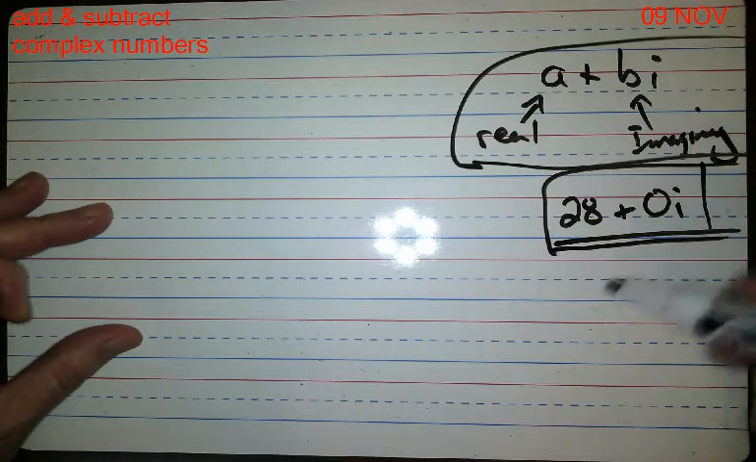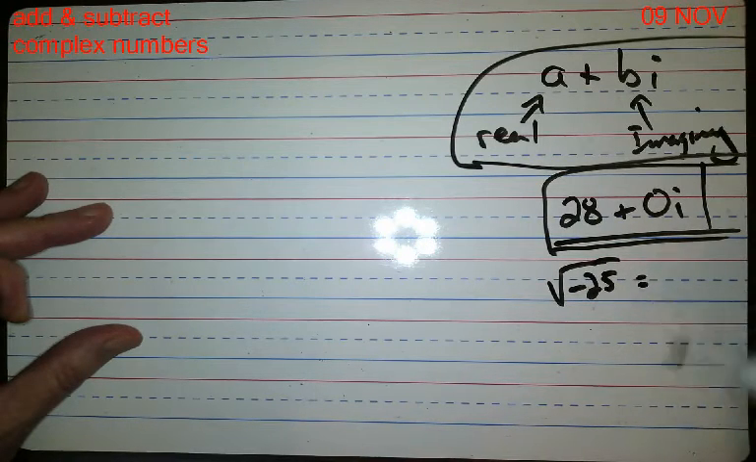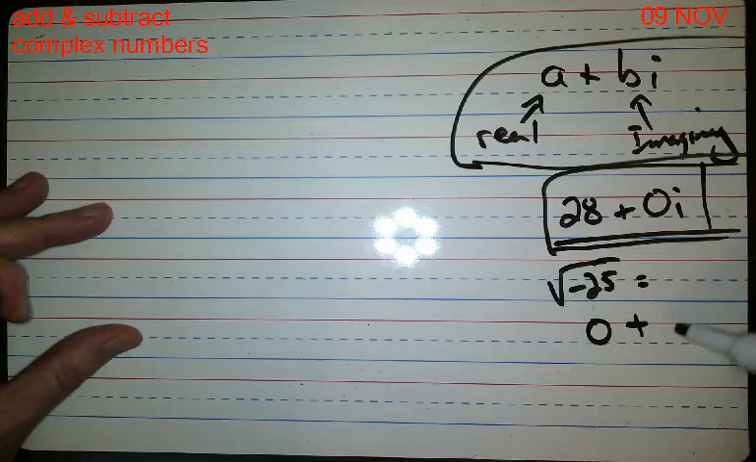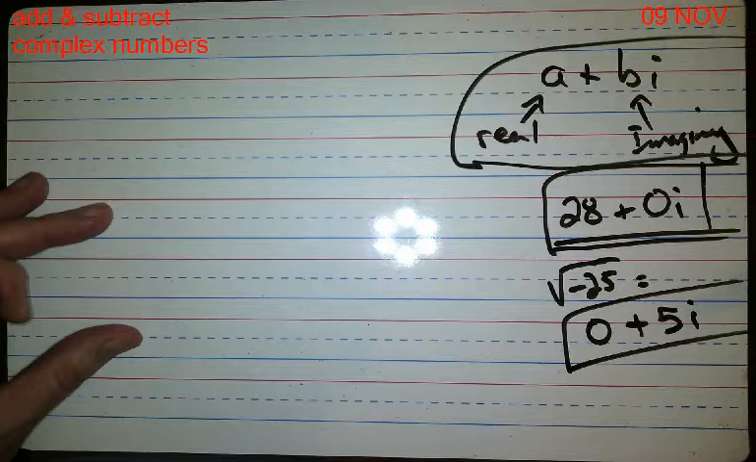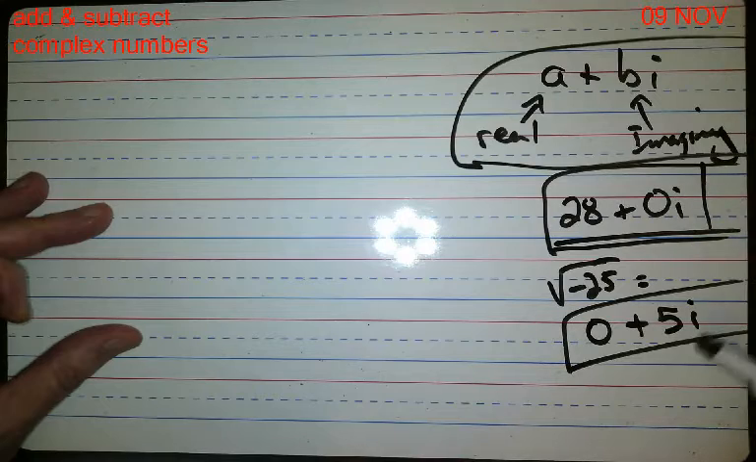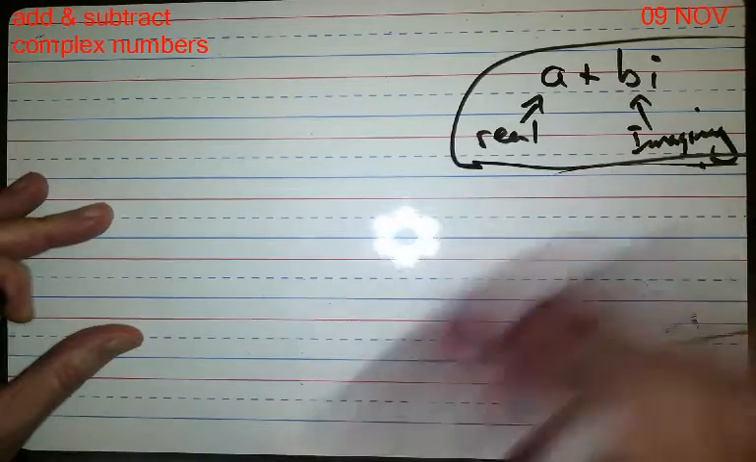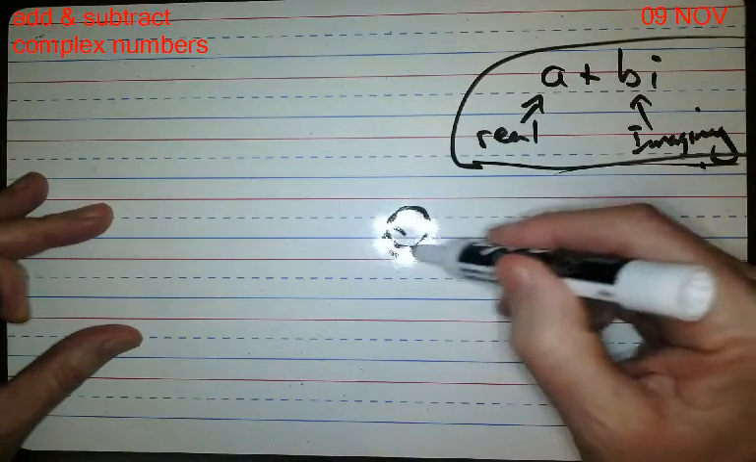And if we solved a problem like the square root of negative 25, that is totally imaginary, so that would be 0 real and 5 imaginary, right? So it's possible to have a totally real number with no imaginary parts. It's also possible to have a totally imaginary number with no real parts. But the ones we're going to work with are the ones that have a real part and an imaginary part.